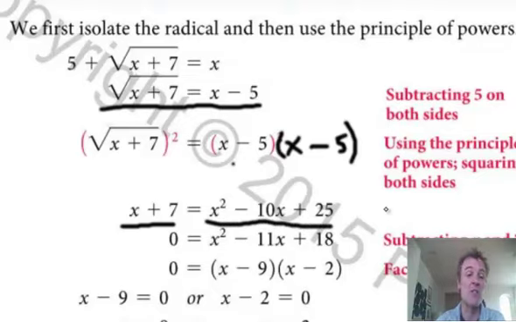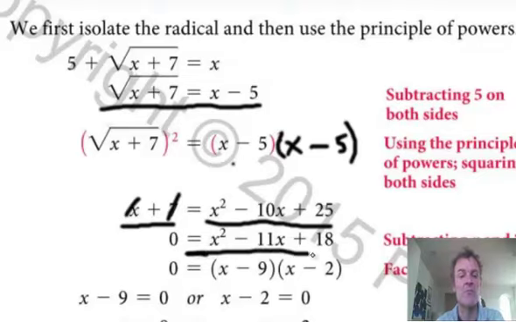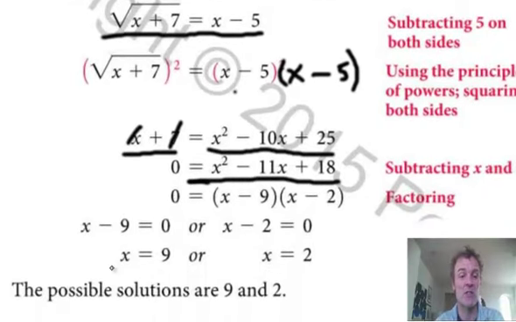Now it's just a question of getting everything onto one side, putting it equal to 0. It's a quadratic. If I take away the x, I get negative 11x, and take away the 7 from 25, I get 18. Now that will factor into x minus 9 and x minus 2. So the two solutions, the zeros, are x equals 9 and x equals 2.